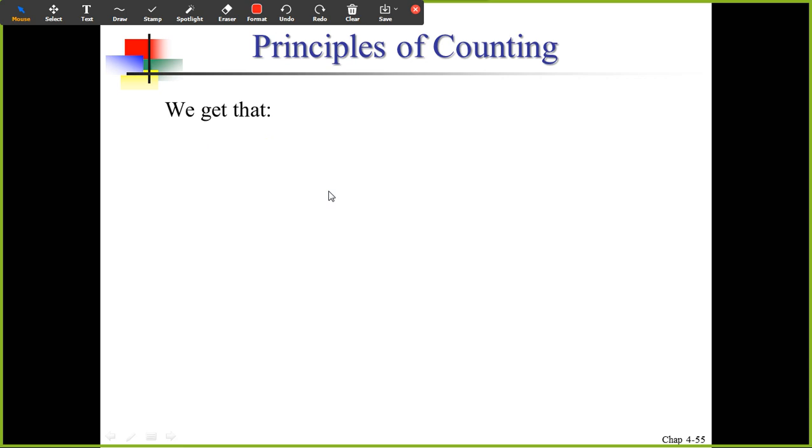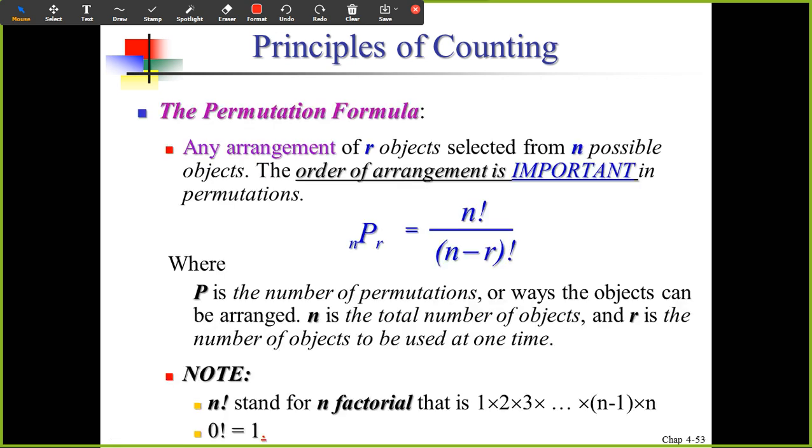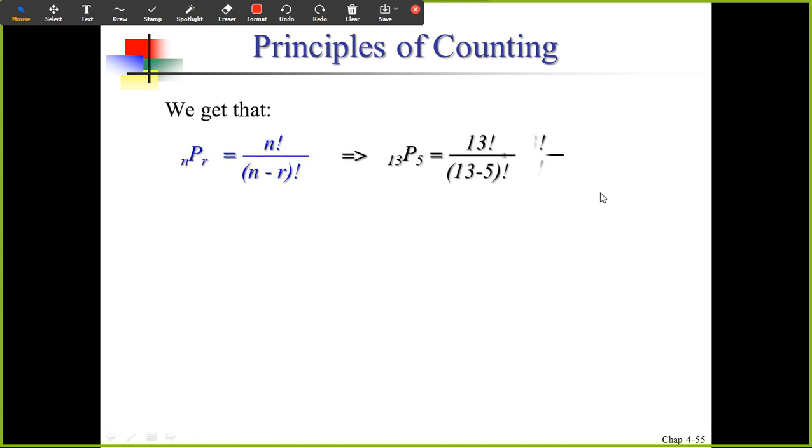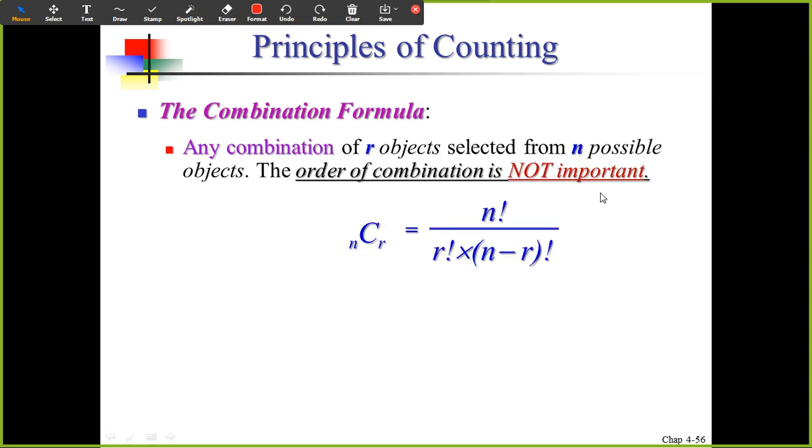I put this here to make you see clearly and try to recognize. When we're talking about permutation, order is important: order of selection, order of arrangement. But when we're talking about combination, order is not important. So when order is not important, the number of arrangements or combinations must be smaller than permutation.